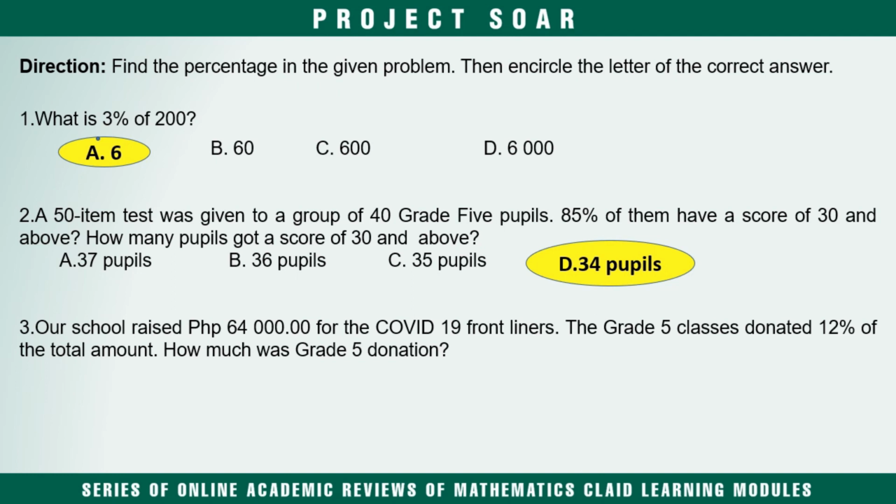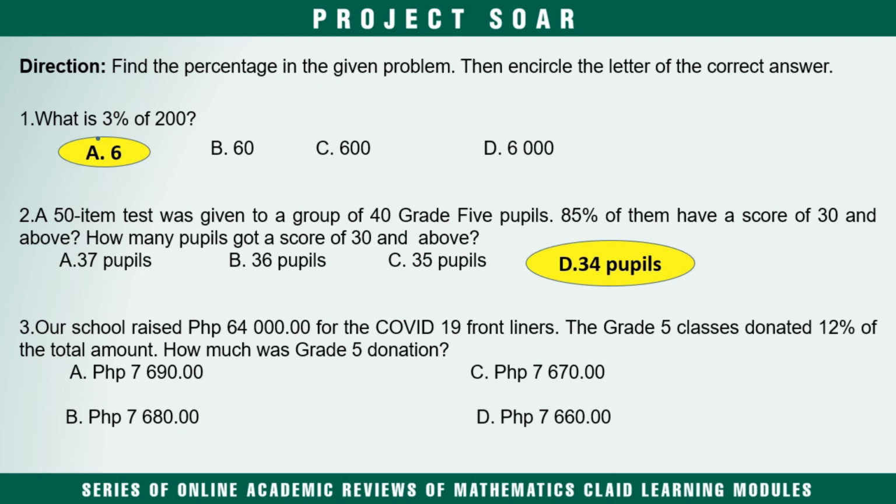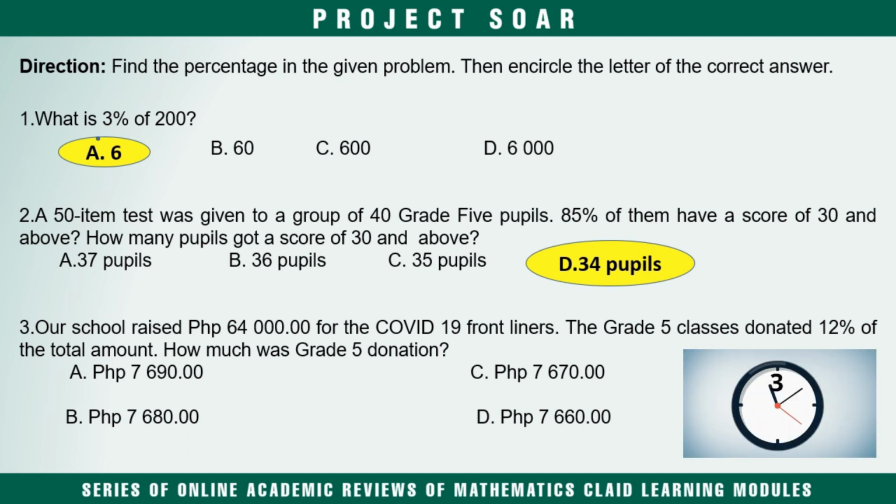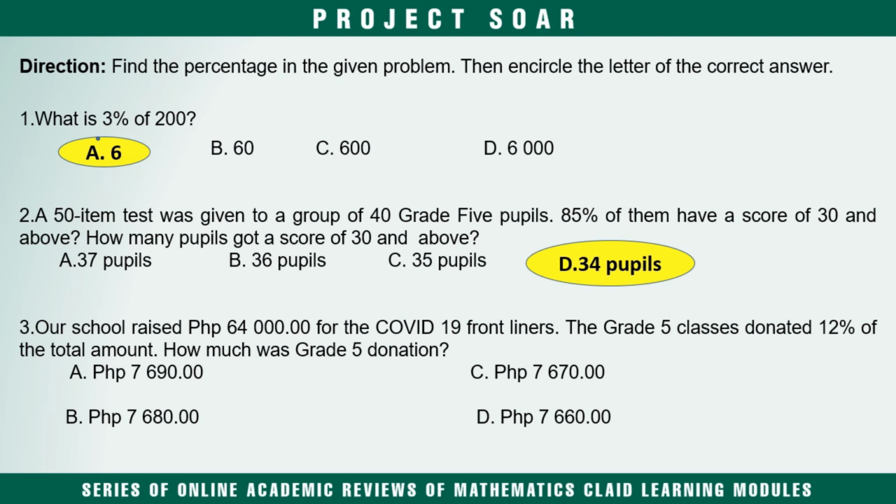Number 3. Our school raised 64,000 pesos for the COVID-19 frontliners. The grade 5 classes donated 12% of the total amount. How much was the grade 5 donation? A. 7,690 pesos, B. 7,680 pesos, C. 7,690 pesos, or D. 7,660 pesos? What is your answer? Okay, very good. The correct answer is letter B, 7,680 pesos.